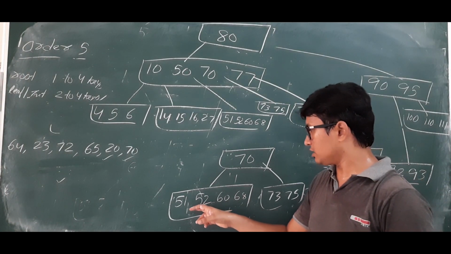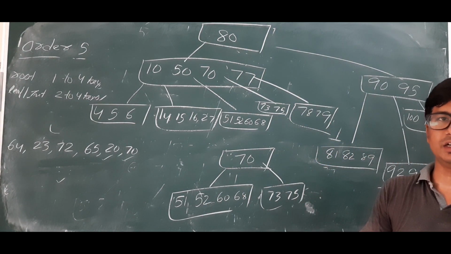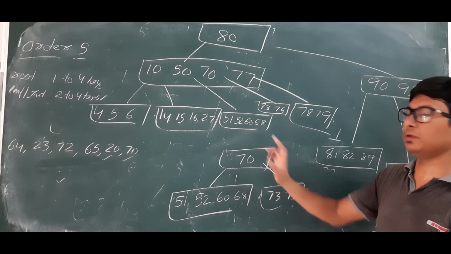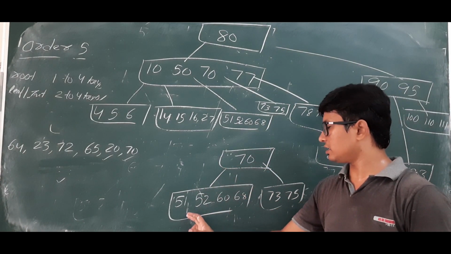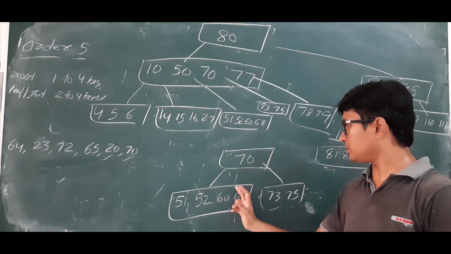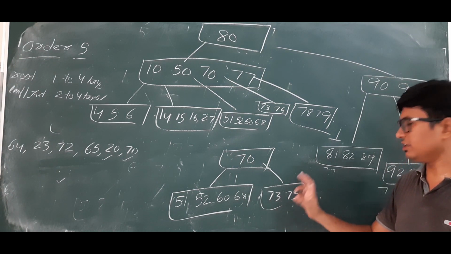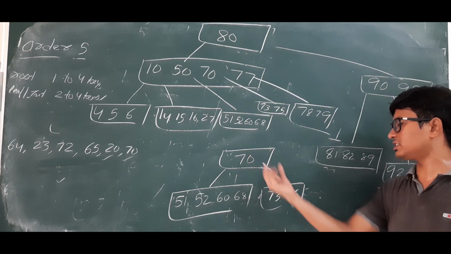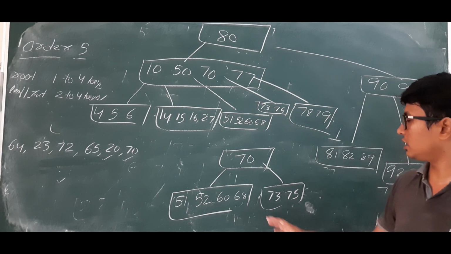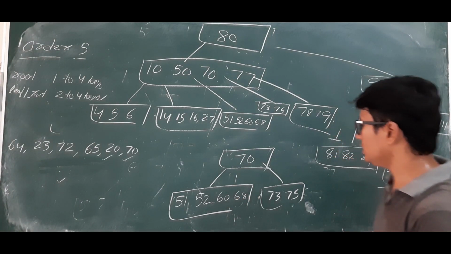Now if I replace it with the in-order successor, what will happen? What is an in-order successor? To the right-hand side, find the smallest element and replace it. The in-order predecessor is in the left subtree: what is the maximum element? The maximum element is 68. Can I replace it with 73? No, because if I replace it with 73, the node will have less than the minimum number of keys. So that's why I will not go for the in-order successor. I will replace it with 68.